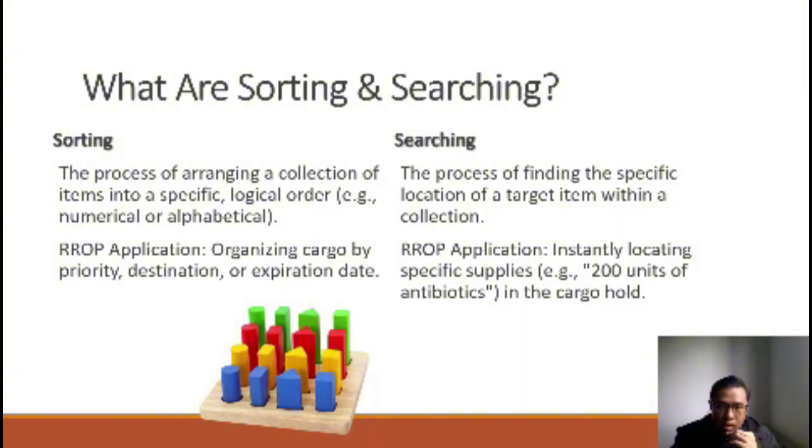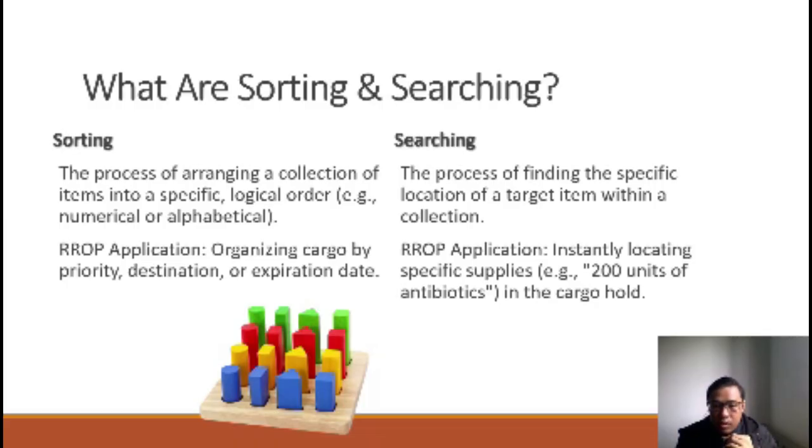What are sorting and searching? Sorting is the process of arranging a collection of items into a specific logical order, for example, numerical or alphabetical. The RROP application uses it to organize cargo by priority, destination, and expiration date.